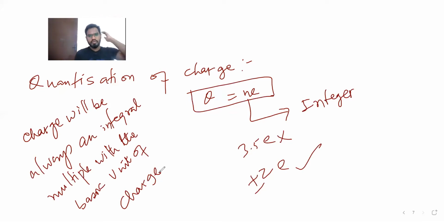The basic unit of charge is the electron. So quantization of charge is that charge is always an integral multiple of the basic unit of charge. That is, Q is equal to n e.